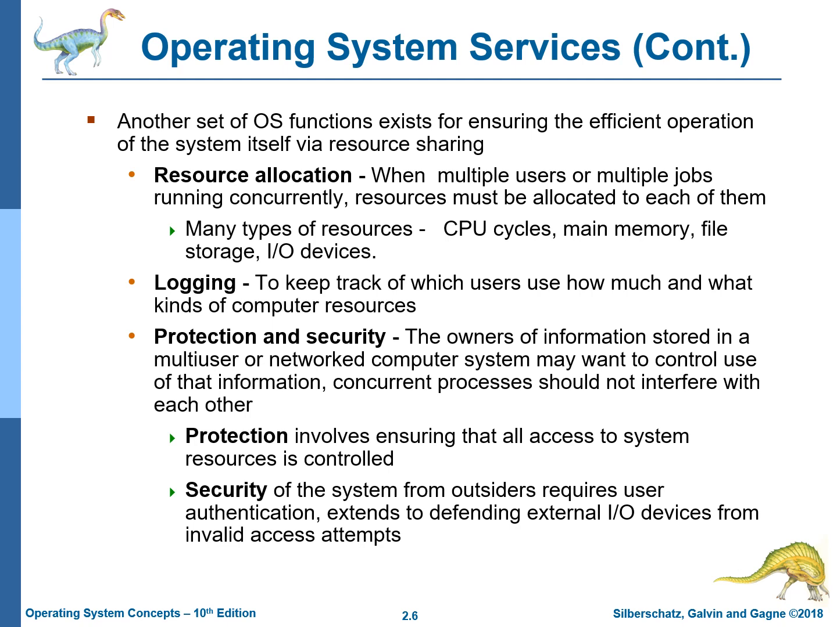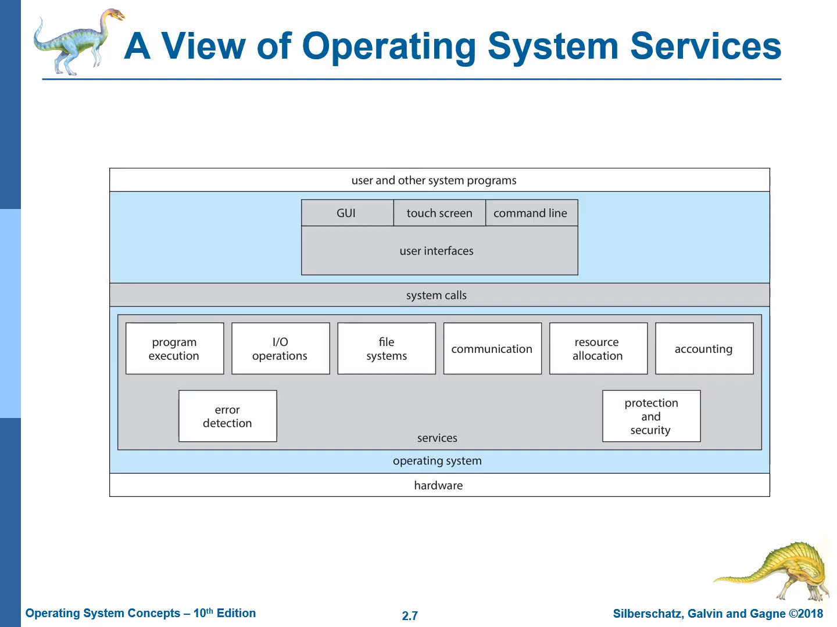Protection and security. The owners of information stored in a multi-user or networked computer system may want to control use of that information. Concurrent processes should not interfere with each other. Protection involves ensuring that all access to system resources is controlled. Security of the system from outsiders requires user authentication, and extends to defending external input-output devices from invalid access attempts. This is a view of operating system services.